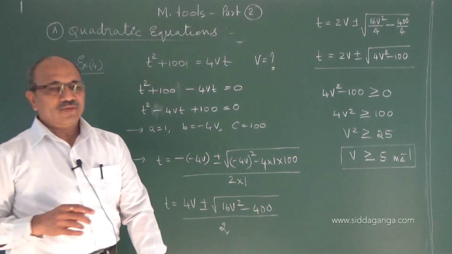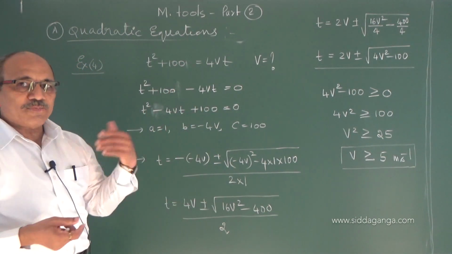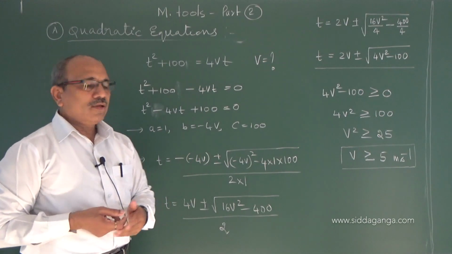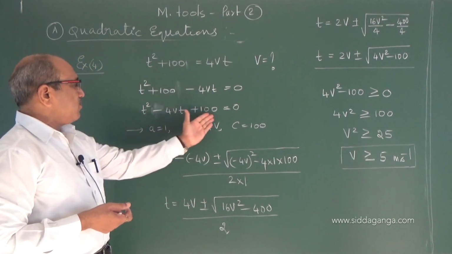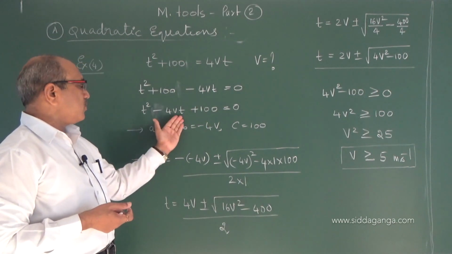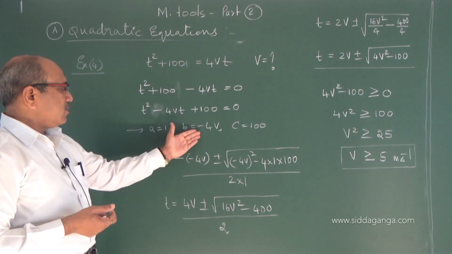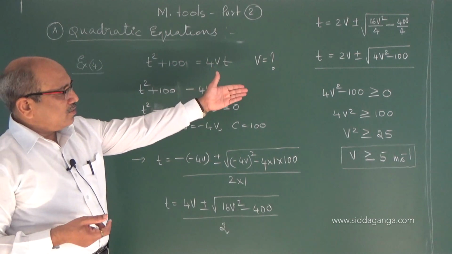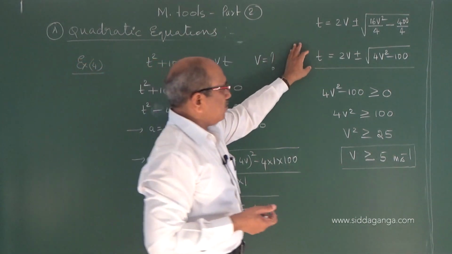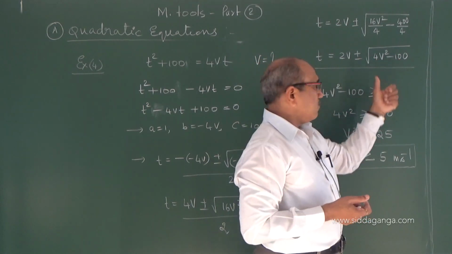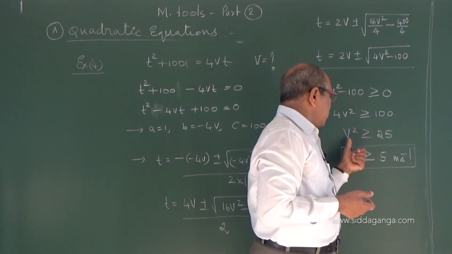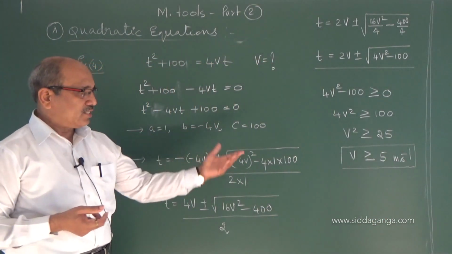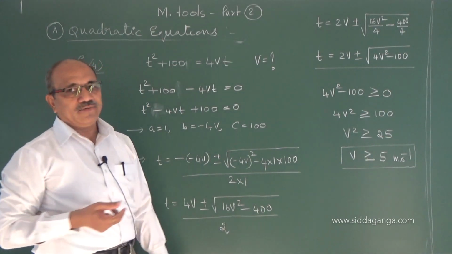So a particle is moving with a certain speed dependent on time given by this equation, t square plus 100 equal to 4vt. We wrote it in quadratic form, t square minus 4vt plus 100 equal to 0, with a equal to 1, b equal to minus 4v, c equal to 100. Substituting in the relation, we got the equation, and for a finite value the discriminant must be greater than or equal to 0, which gives that v must be greater than or equal to 5 meter per second.